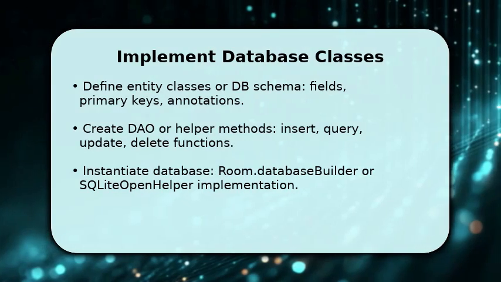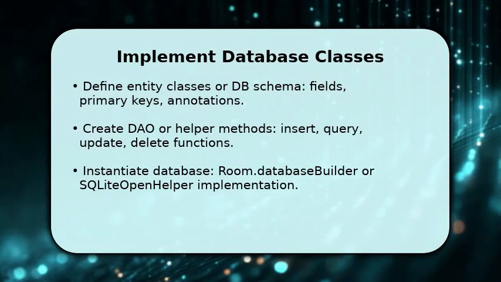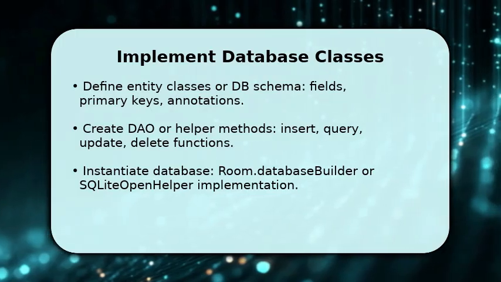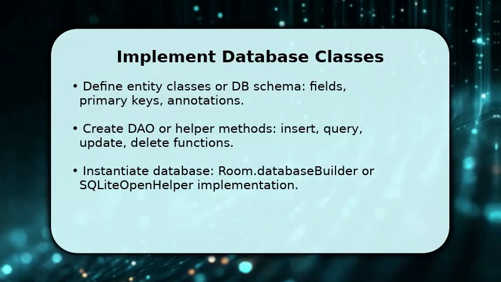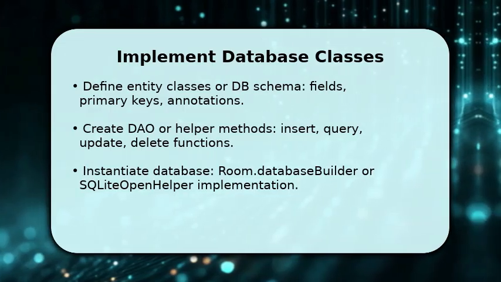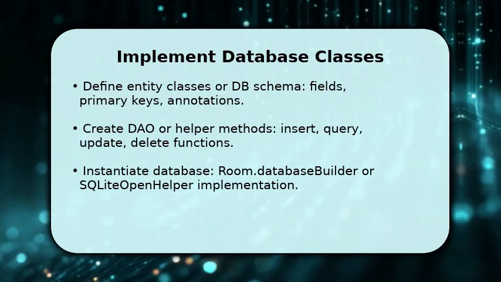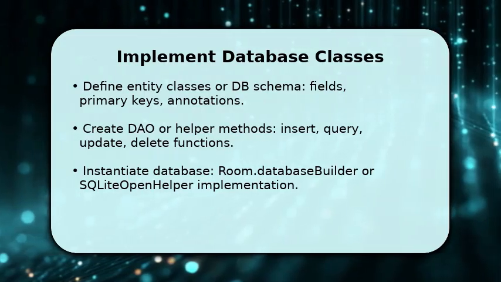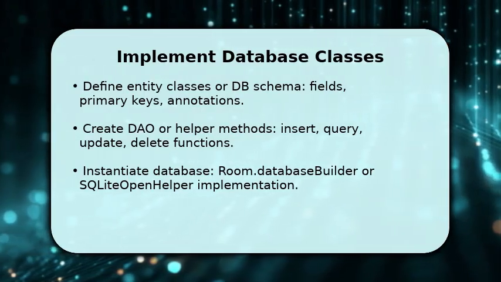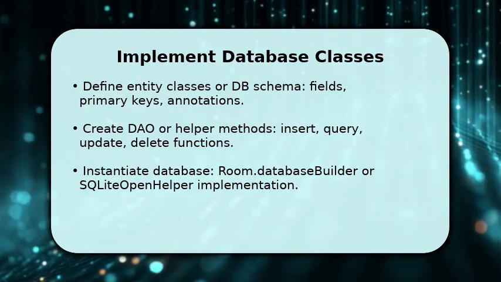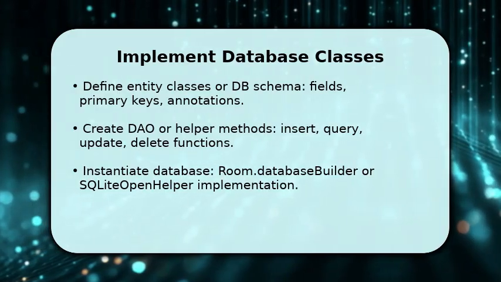Next, implement the database layer so your app can persist data reliably. Define entities or tables with clear fields and primary keys. Use annotations for Room or SQL create table statements for raw SQLite. Then implement DAOs or helper methods for insert, query, update, and delete. These are the methods your UI will call.